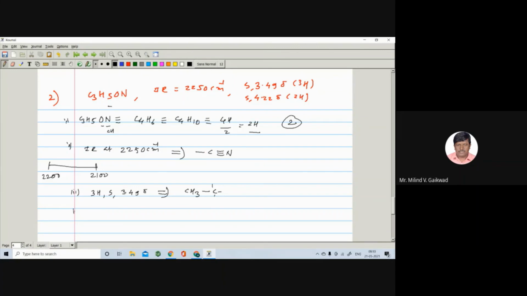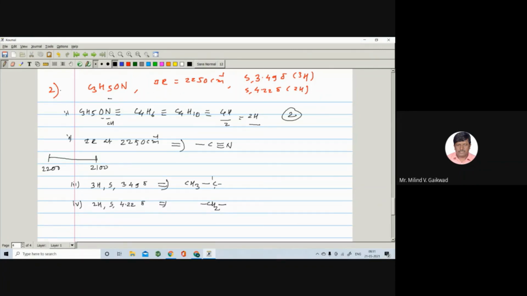Then number 4, here again due to 2 hydrogen, you are having a singlet at 4.22 delta. It indicates that again the CH2 group is there, but it is directly attached to either carbon or maybe another group like oxygen, where there is no hydrogen. Okay, so the data is finished.